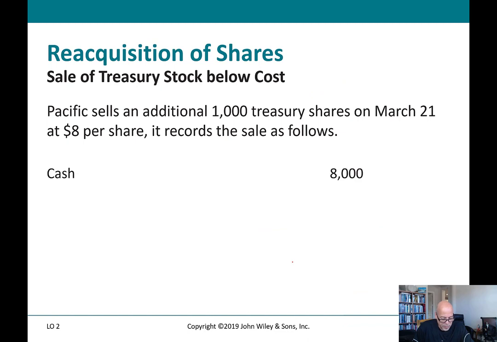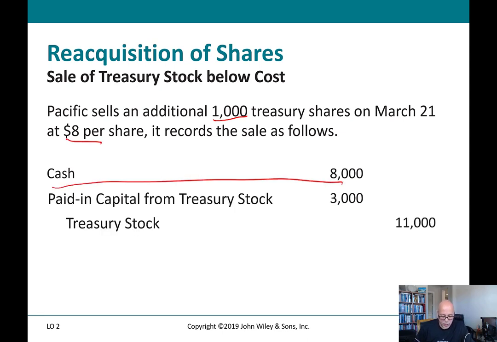So I go ahead and I have this account here, APIC Treasury Stock 4,000, right? Okay, so then they sell an additional 1,000 shares, but now at $8. So I'm only going to get 8,000 in cash here. I still take the treasury stock out at the original reacquisition price, 1,000 times the $11, right? That's 11,000.